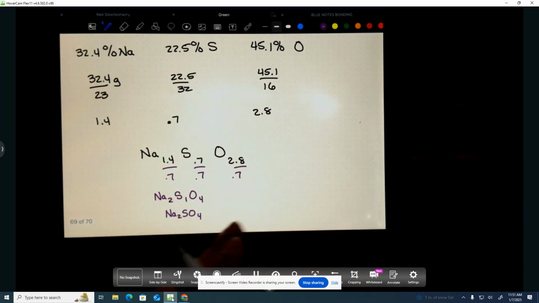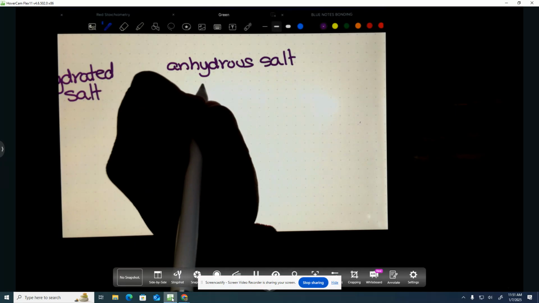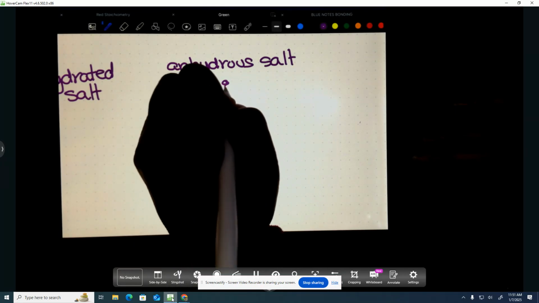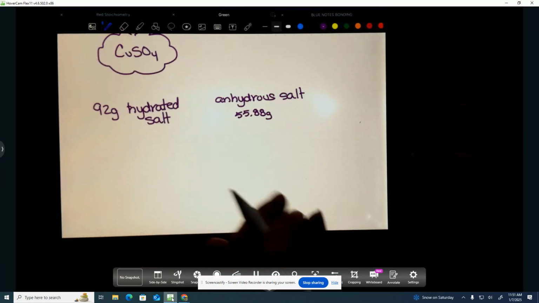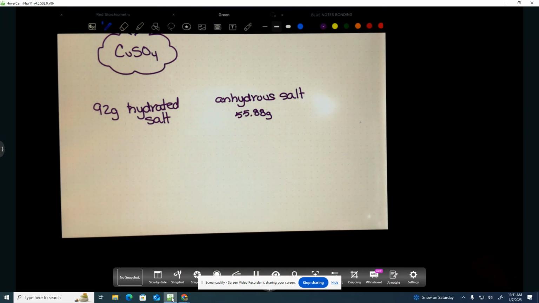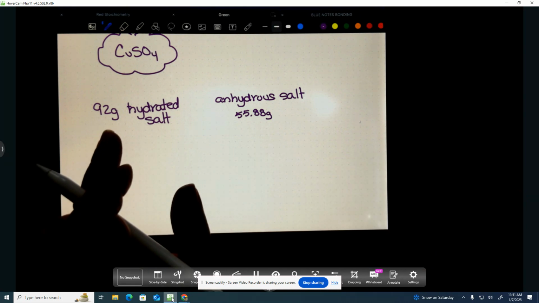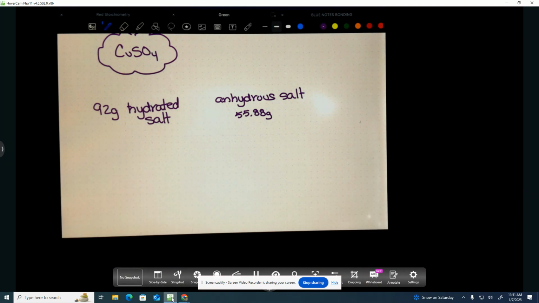And let's say that anhydrous salt weighs 55.88 grams. Are we gonna have to compare them? What do you mean? Like, yeah, you're going to have to weigh it. You're going to get a random amount. It's not going to be 92. Yours is going to be anything from like 5 grams to 4 grams to 0.6 grams. It could be any amount.